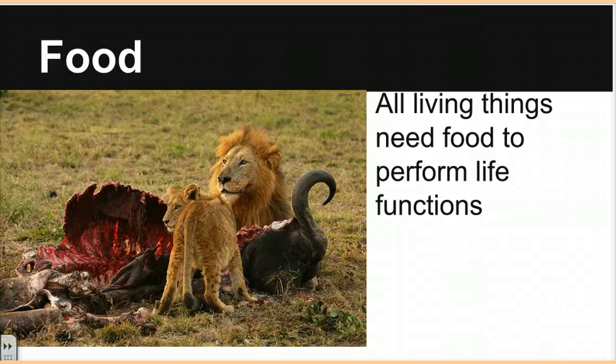All living things need food to survive and to perform all of the other life functions. Food looks very different from one organism to the next. For example, if you're looking at this lion, it is feeding off of another organism just by ripping off the meat of that organism and eating it.